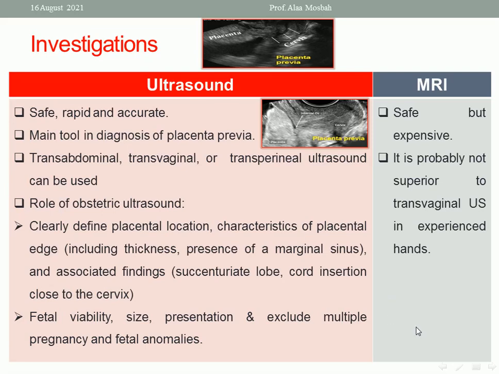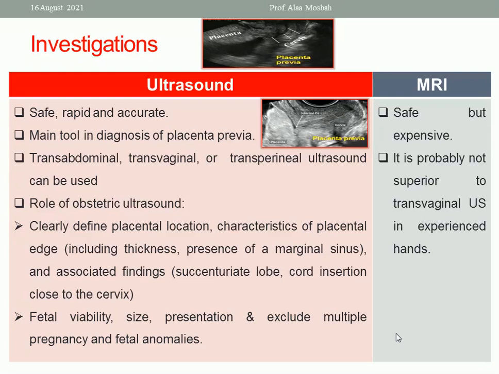What is the role of obstetric ultrasound? To clearly define the placental location and also the characteristics of the placental edge, including thickness and presence of marginal sinus, and the associated findings like subchorionic loops, cord insertion close to the cervix, any filamentous insertion of the cord, and any vasa previa. Fetal viability also should be assessed, with the size of the baby and the gross presentation, and you can also exclude multiple pregnancy and fetal anomalies.